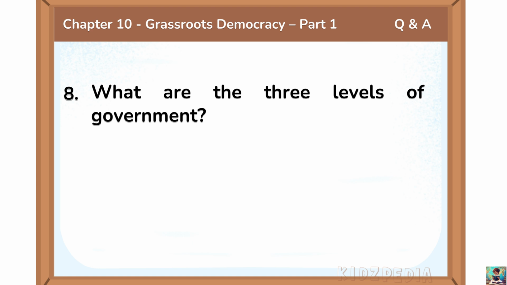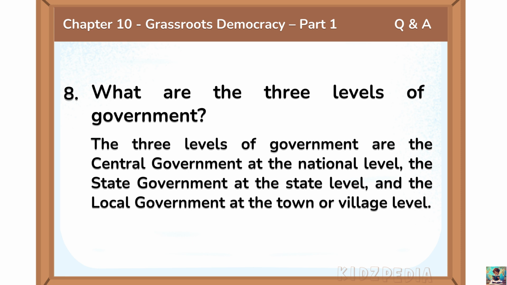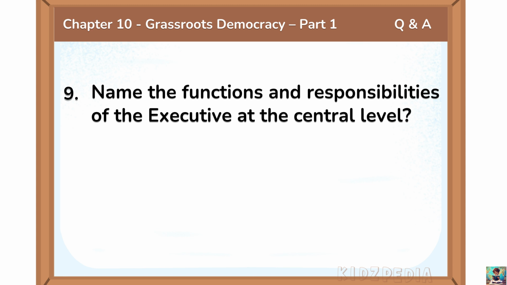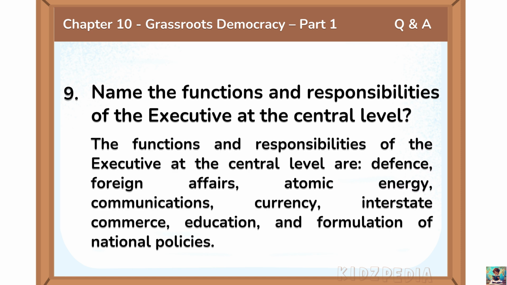What are the three levels of government? The three levels of government are the central government at the national level, the state government at the state level, and the local government at the town or village level. Name the functions and responsibilities of the executive at the central level. The functions and responsibilities of the executive at the central level are defense, foreign affairs, atomic energy, communications, currency, interstate commerce, education, and formulation of national policies.